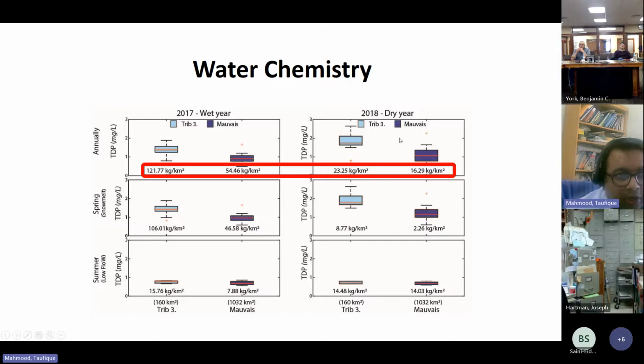And comparing to the Mavekuli Basin, the wet year has 54 kilograms per square kilometer, compared to the dry year, which has only 16 kilograms per square kilometer. So the dry year has a higher concentration but less nutrient export, and the wet year has more nutrient export.